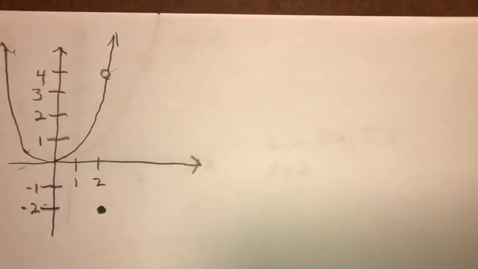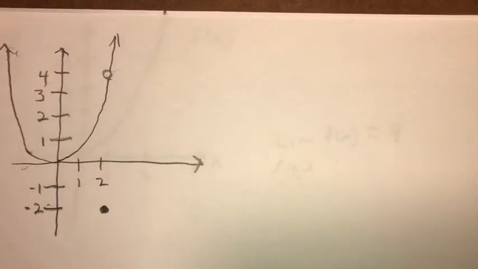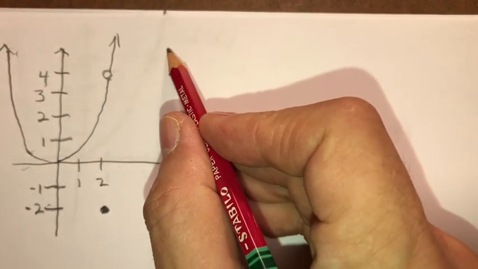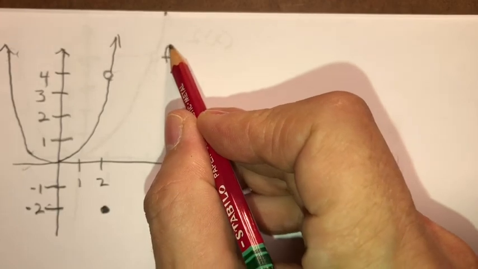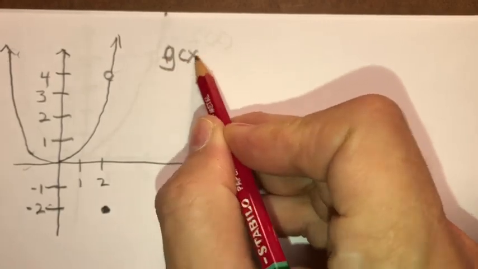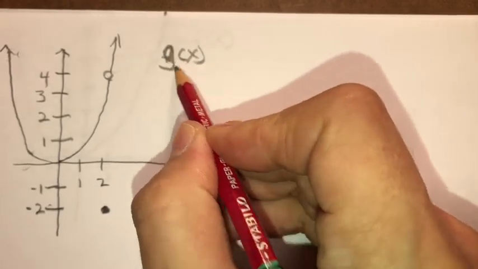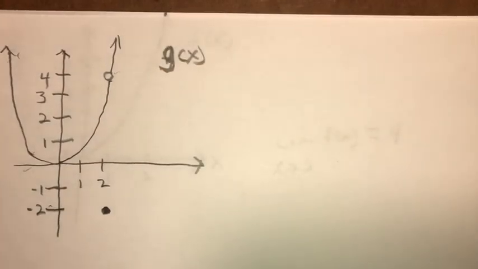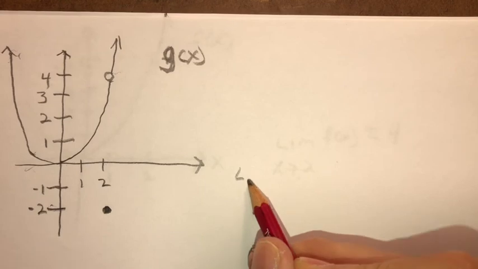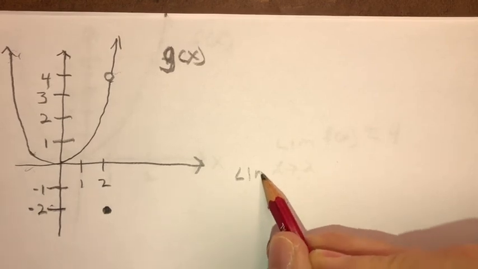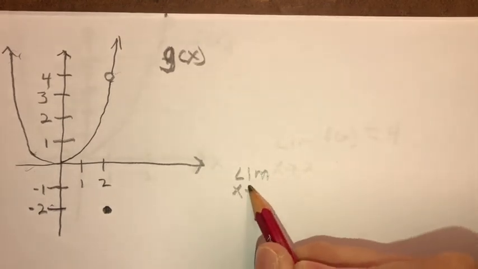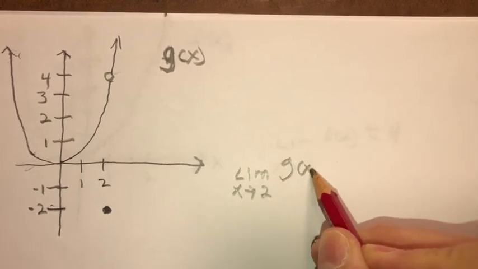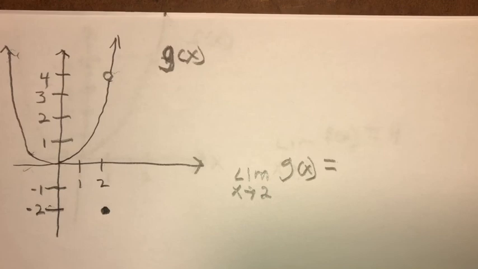So let's look at the next modification of this same problem. All right, so let's say we got this. I'm going to call this one g of x now. This is different from my f of x in the previous example. Okay, so now I want to still do the same limit. Limit as x approaches 2. Now g of x. What does that equal?